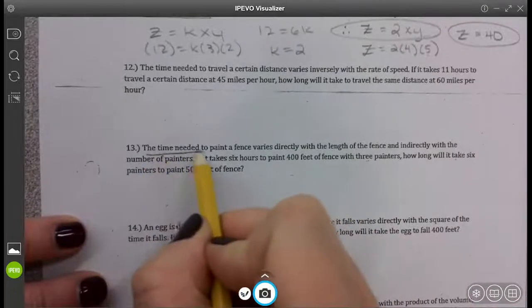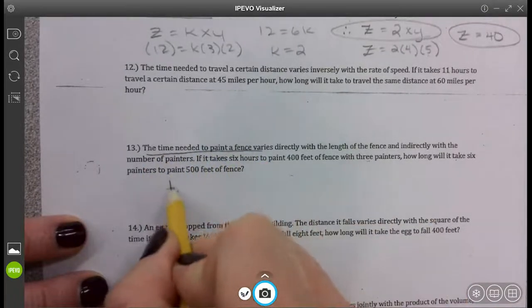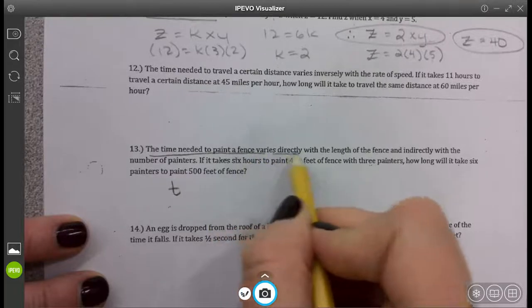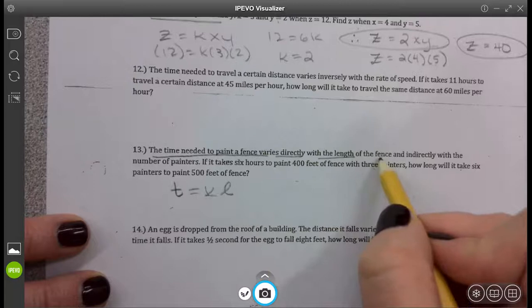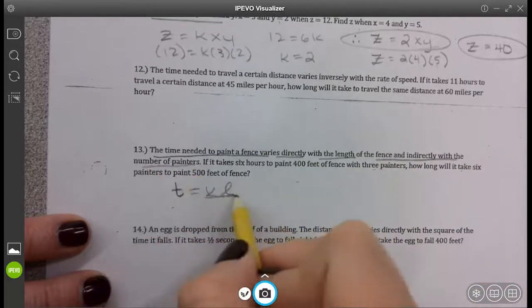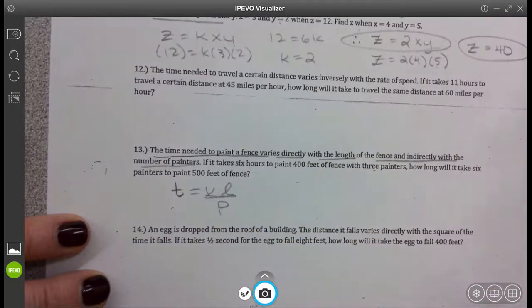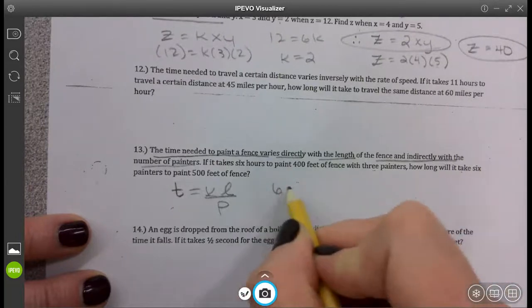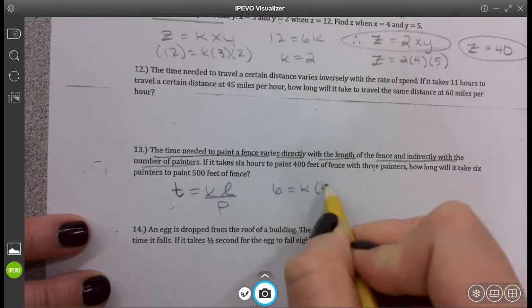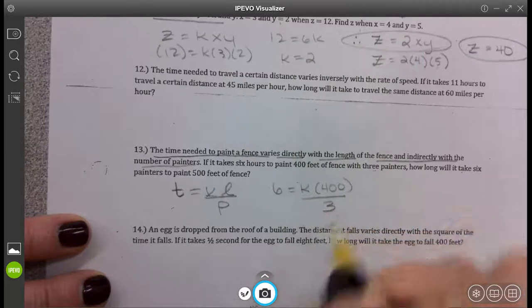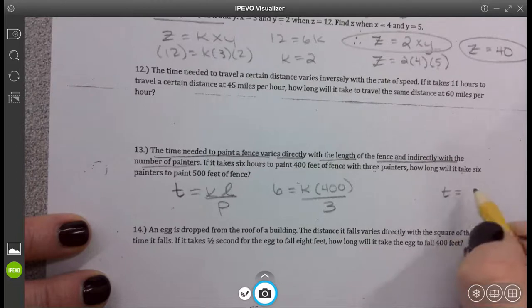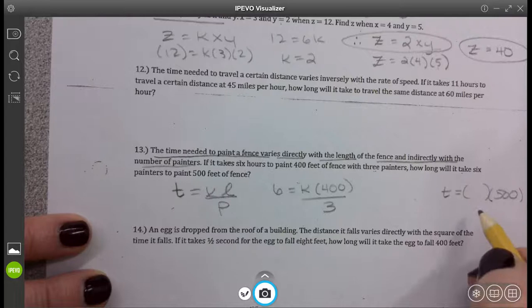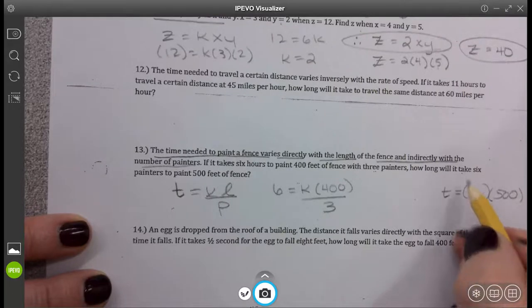The time needed to paint a fence varies directly with the length of the fence. Yeah, bigger fence, more time. And indirectly with the number of painters. Yeah, more painters, less time. If it takes 6 hours to paint 400 feet of fence with 3 painters, how long will it take to paint 500 feet of fence, way more feet of fence, with 6 painters?